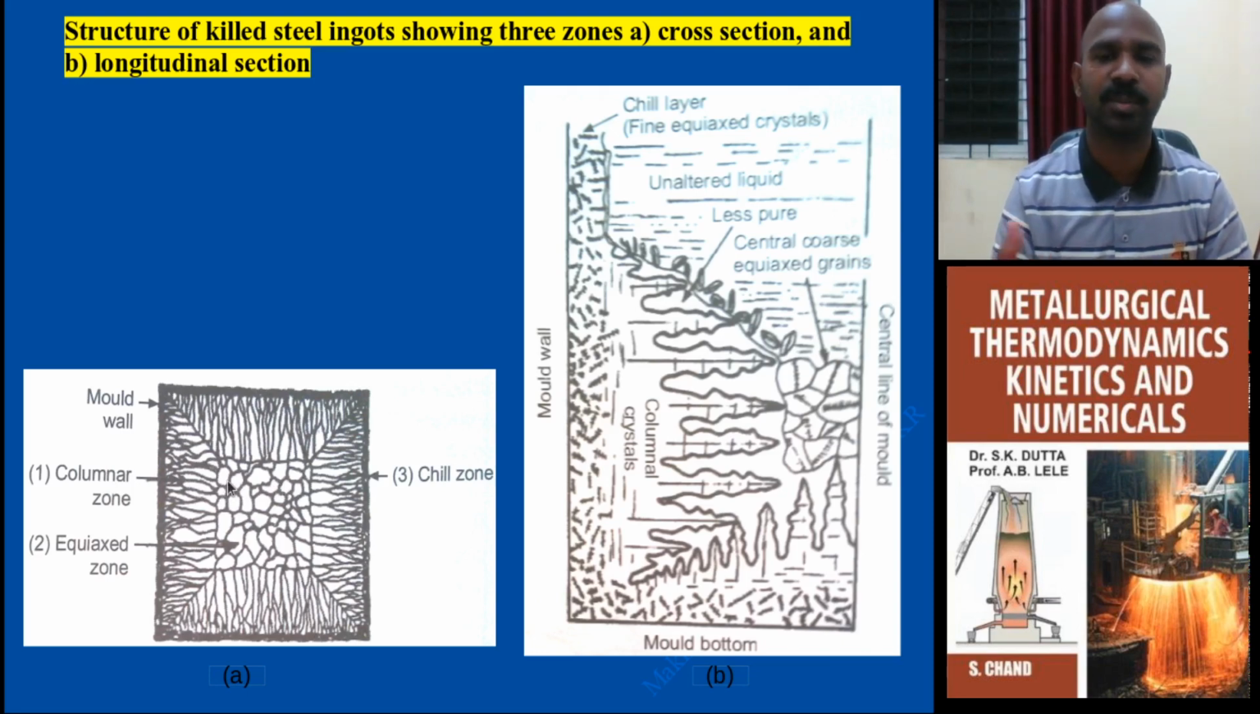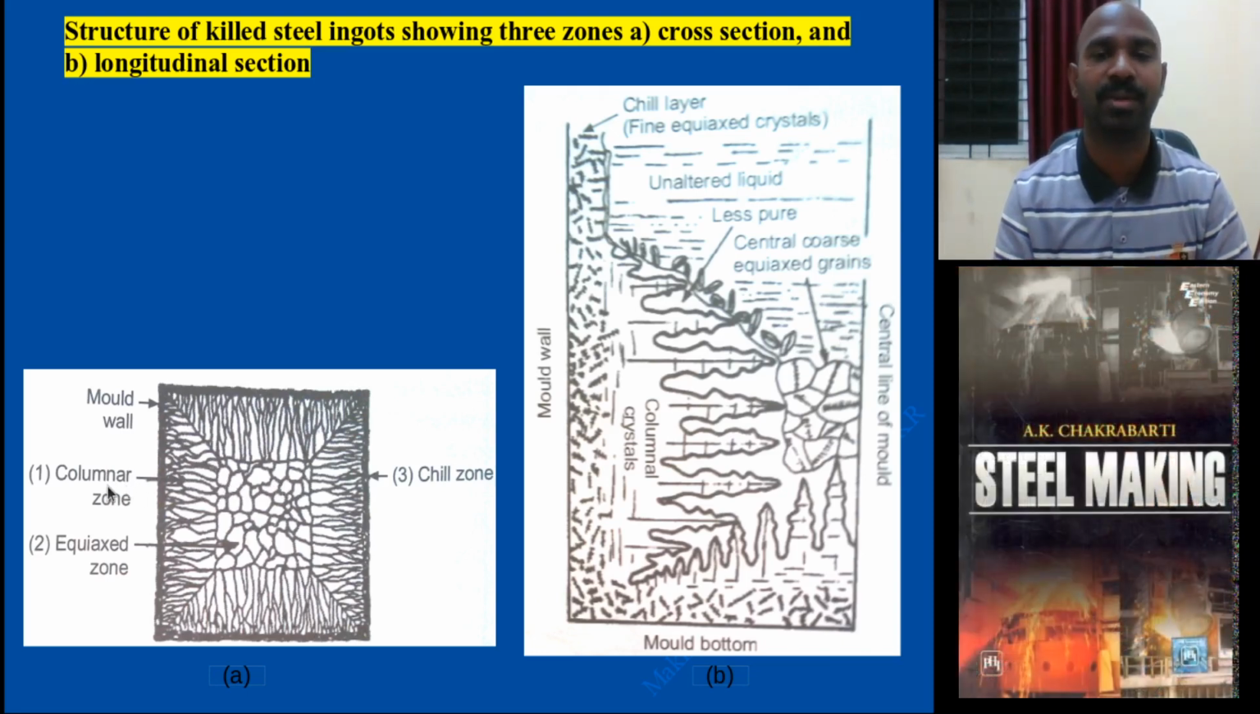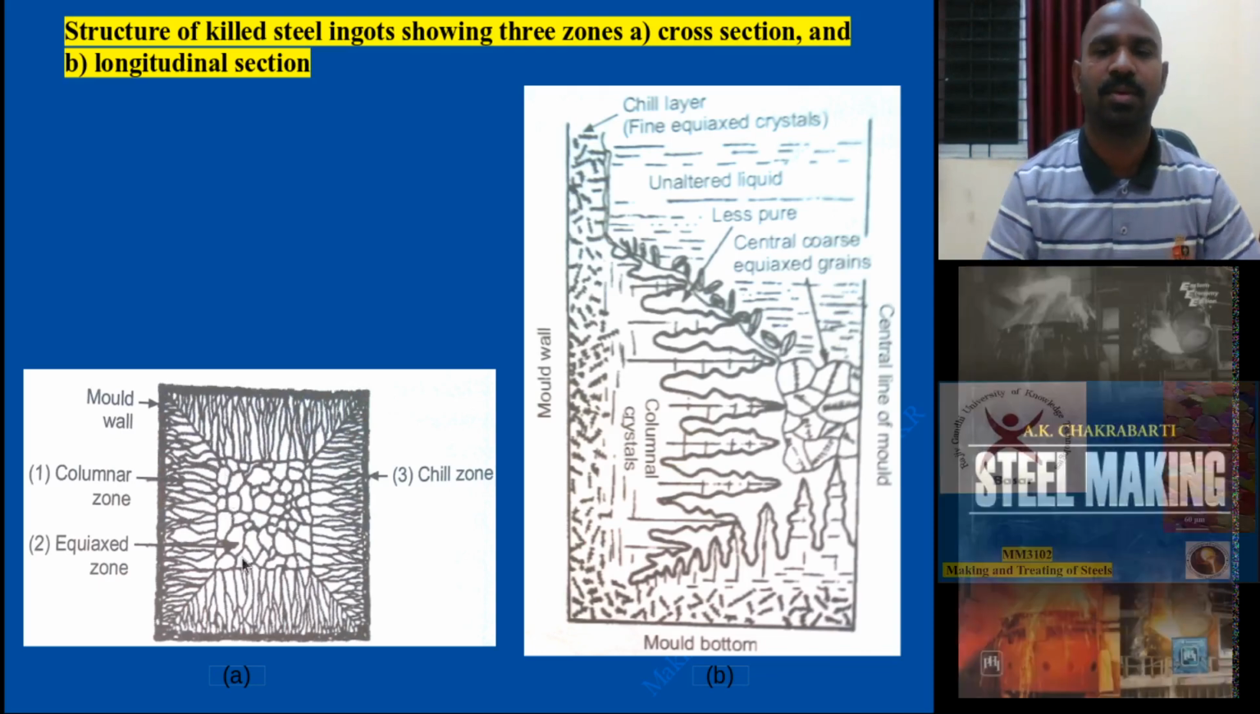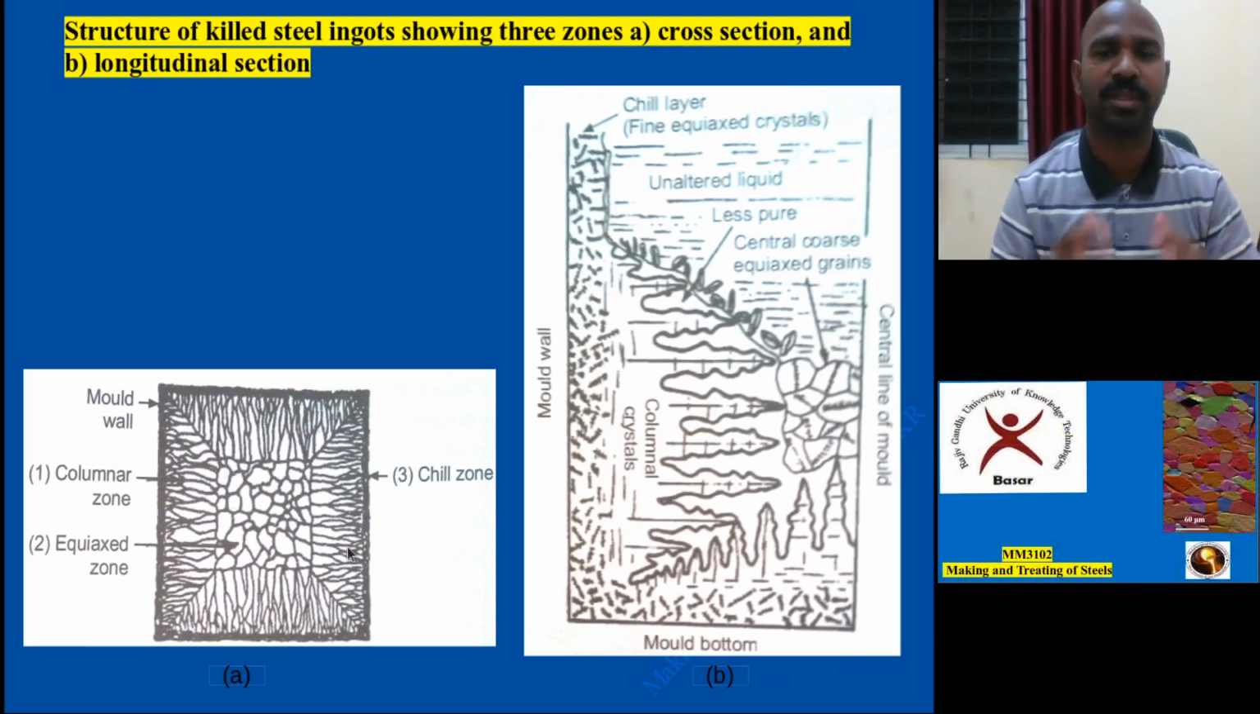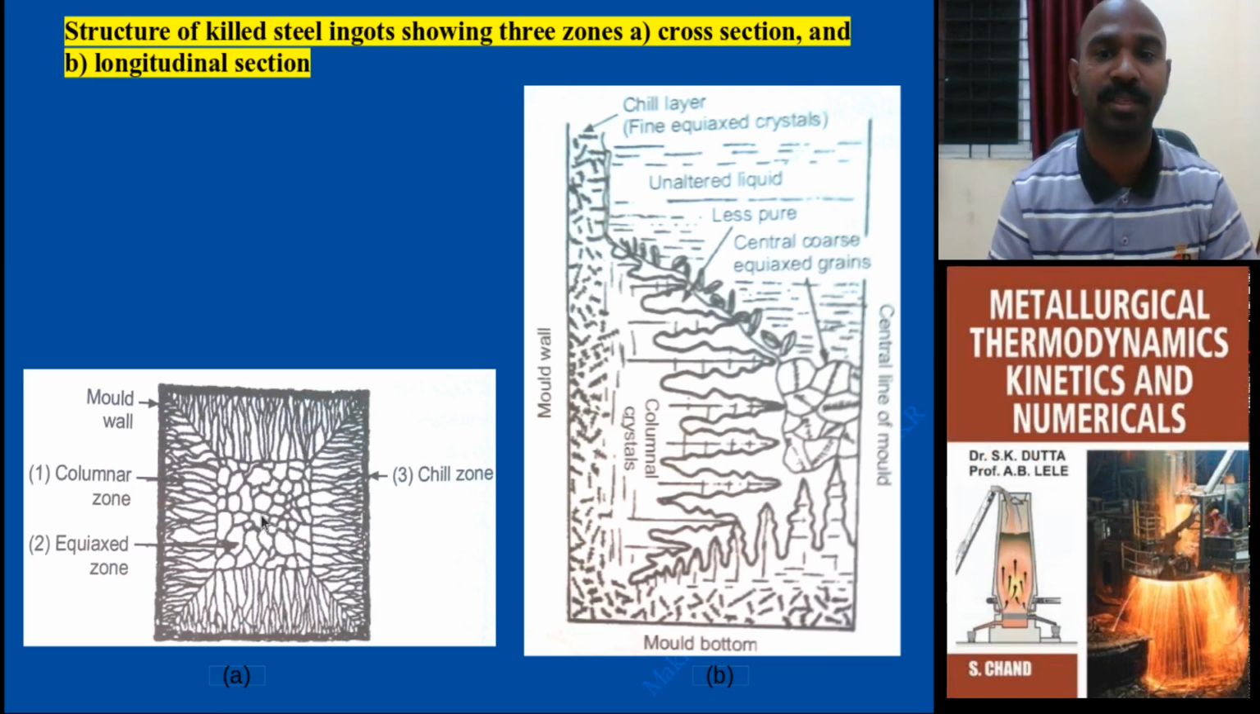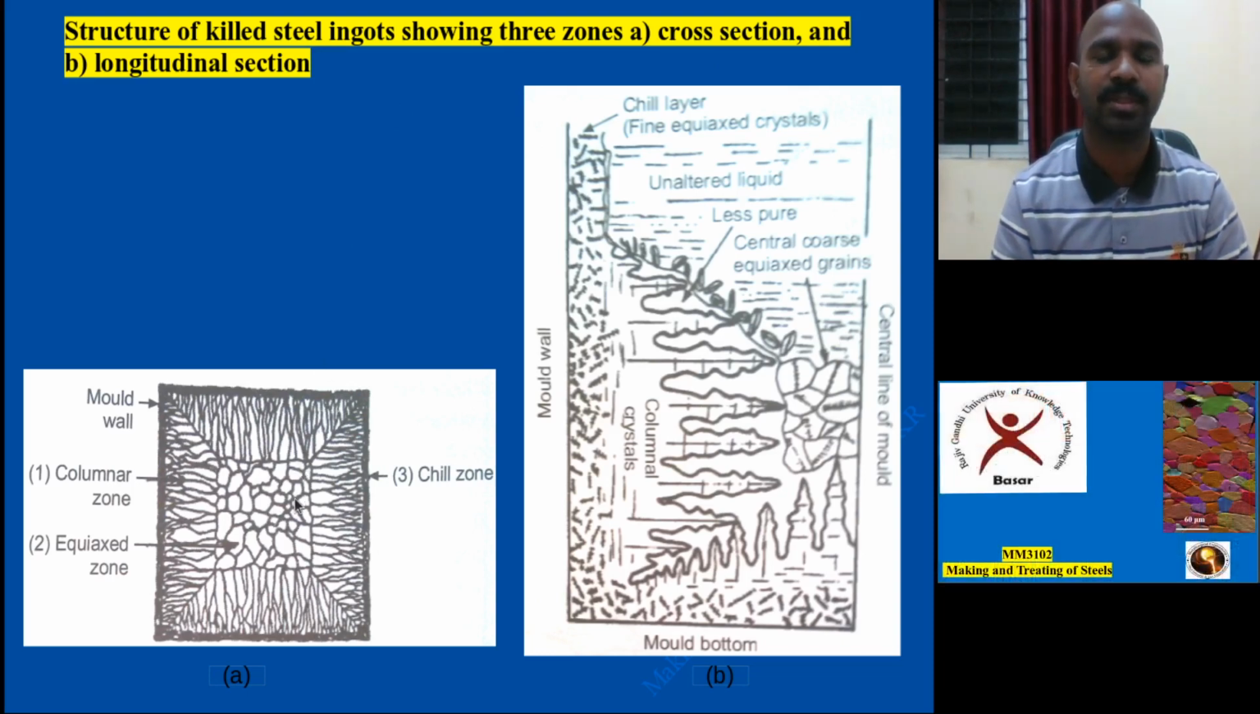The heat extraction direction is opposite. The columnar grains and the heat flow are opposite in direction, and in the center of the mold, because of the heat transfer, the heat is homogenized. In the equiaxed central zone, equiaxed grains are formed, and this is the cross section.